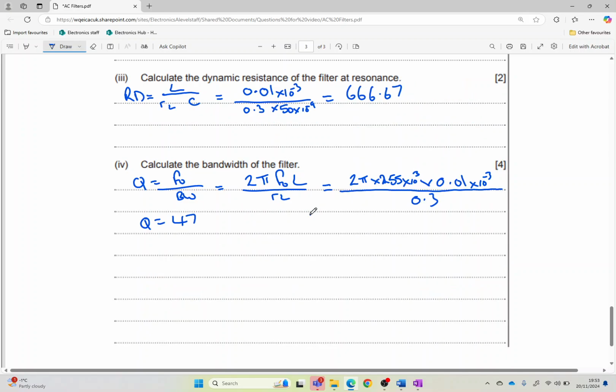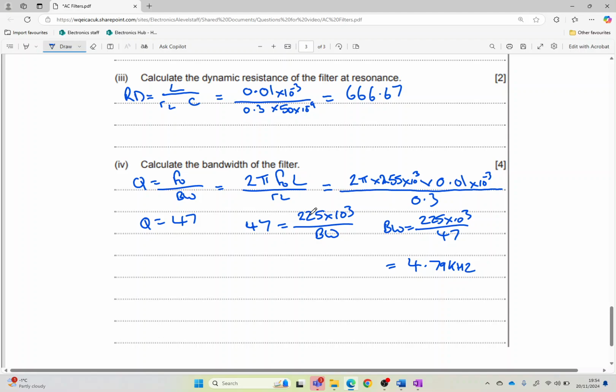So where are we going to take that now? Well, now we can put in our values. We know that we've got 47, so this is our Q factor. Q factor is equal to 225 times by 10 to the 3 divided by our bandwidth. So rearranging that, bandwidth equals 225 times 10 to the 3 divided by 47. It gives us a bandwidth of 4.79 kilohertz.